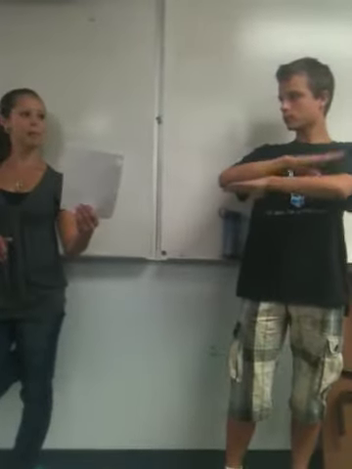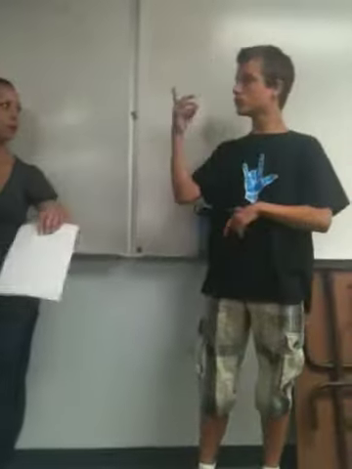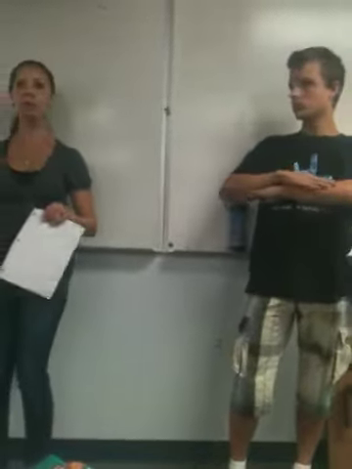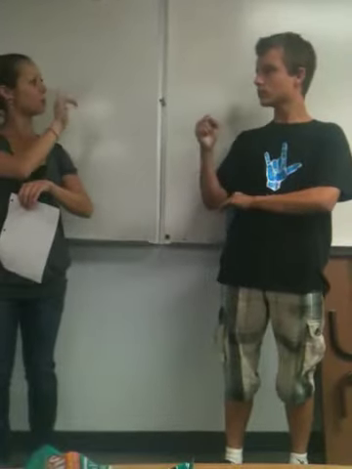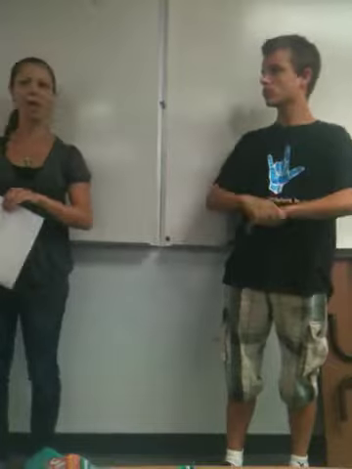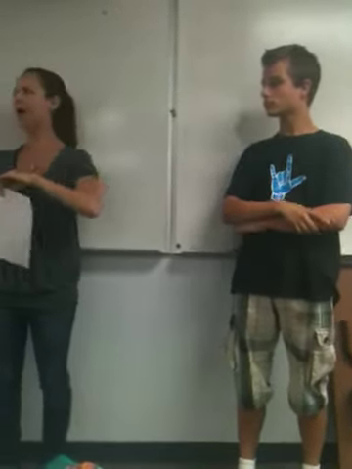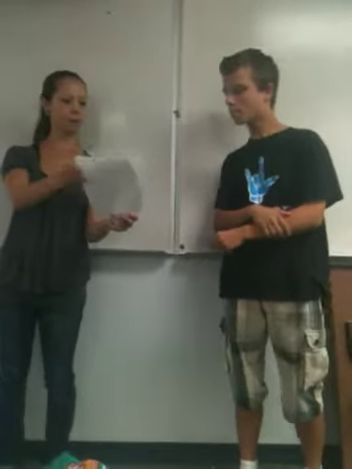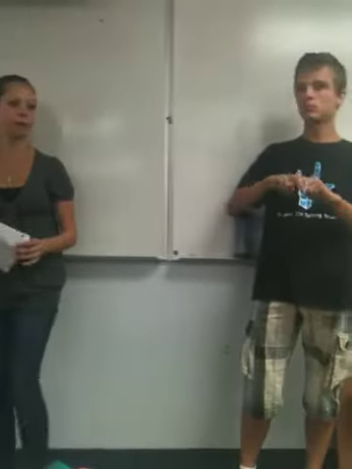Number 3, table. Desk is the same sign too, so it can be table, desk, counter, anything you set something on, or a flat surface. Flat, yeah, like a flat area. 5, chair.